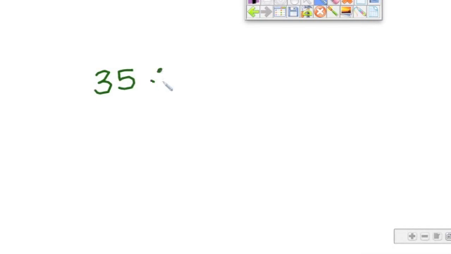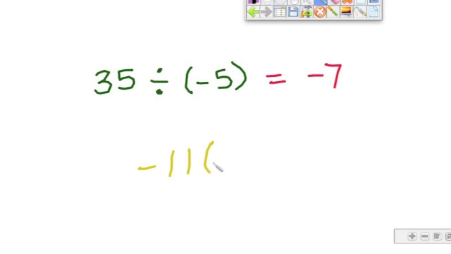35 divided by negative 5. 5 goes into 35 7 times. A positive and a negative equal a negative. Now I have negative 11 times negative 4. 11 times 4 is going to give me 44. A negative and a negative equal a positive. And again, you don't need to put the positive sign.